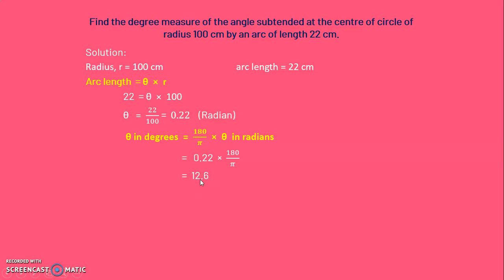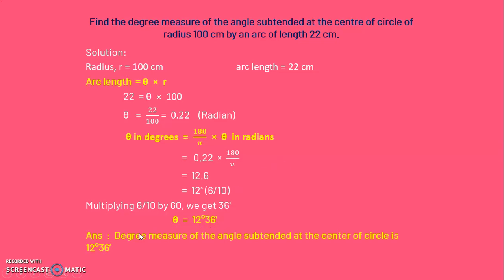So this 6 by 10 is going to be converted into minutes. To convert this, we have to multiply by 60. So multiplying 6 by 10 by 60, we will get 36 minutes. So the answer for theta in degrees will be 12 degrees and 36 minutes. Therefore, your degree measure of the angle subtended at the center of the circle is 12 degrees and 36 minutes.